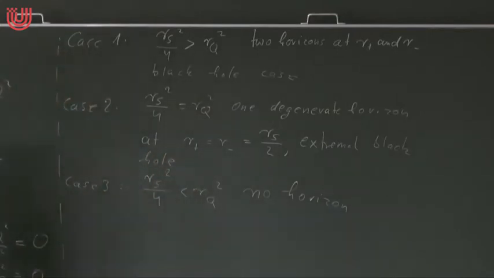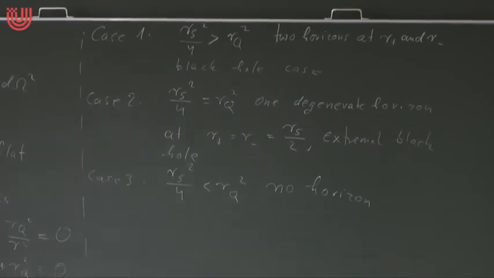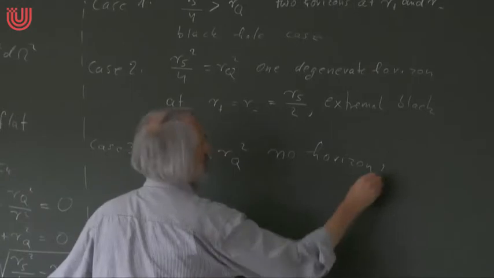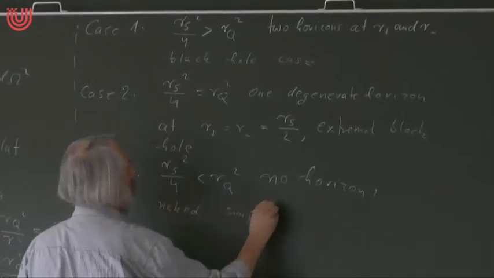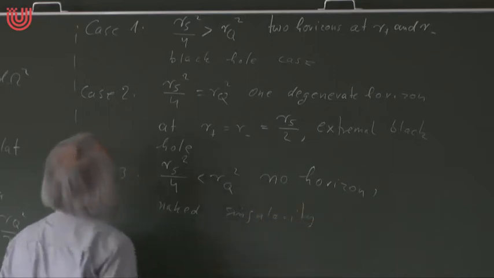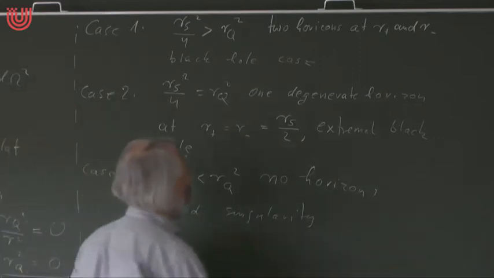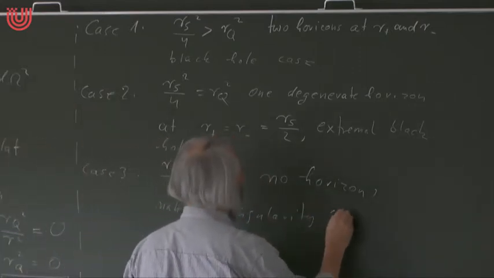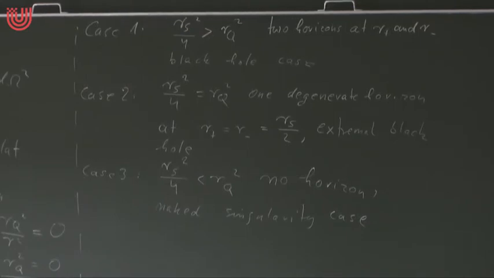And here in this case, where we have no horizon, but still the singularity at r equals 0, that's what one calls the naked singularity case. And we will discuss, in particular, the first case now in some detail, and then I will make a few remarks about the other two cases so that you get an understanding what is meant by these words. Okay, so these are the three cases to be distinguished.